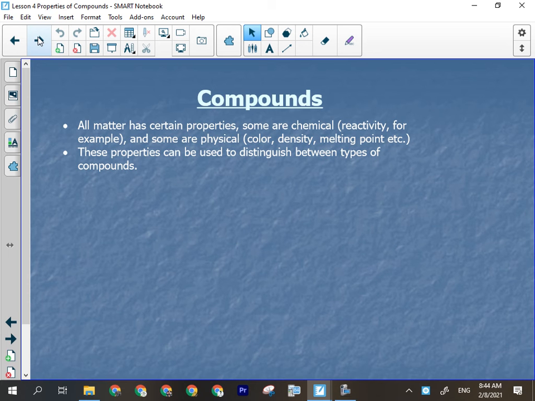Some of those could be color. Color is a physical property. Density is a physical property. Solubility, how well it dissolves in water, is a physical property. The nature of it, if it's crystalline or metallic or non-metallic, things like that. Melting point, boiling points. All of those things are physical properties. Everybody with me so far? So we're going to learn how those could be used to help us identify various unknown materials.